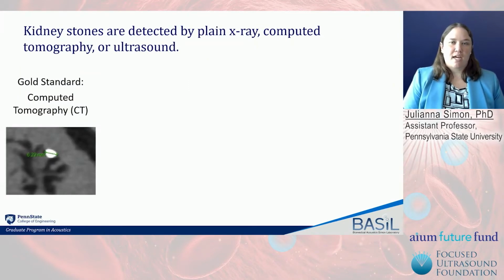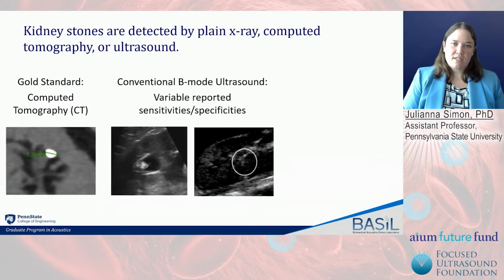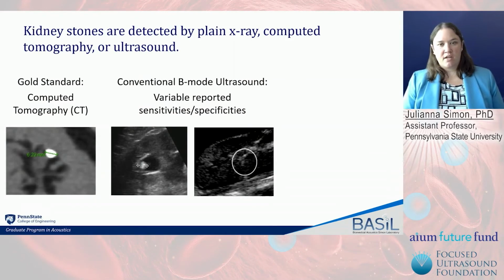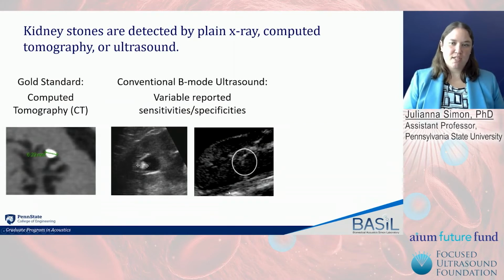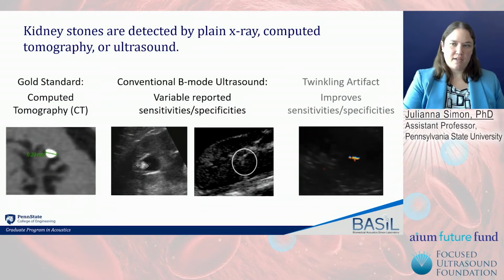Kidney stones are most usually detected by plain X-ray, computed tomography, or ultrasound. Gold standard is computed tomography because we can accurately see the stone, size the stone, locate where it is within the system of the kidney, and be able to then develop treatments for it. Ultrasound is less commonly used because it has variable reported sensitivities and specificities, really depending on the skills of the operator. In the ideal case, the stone would appear as this hyperechoic region in a fluid-filled space with a posterior acoustic shadow. However, oftentimes they show up more like the case on the right, where we actually don't see any kidney stone in that field of view that's obvious.